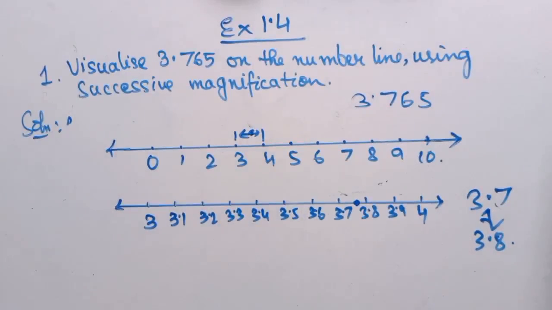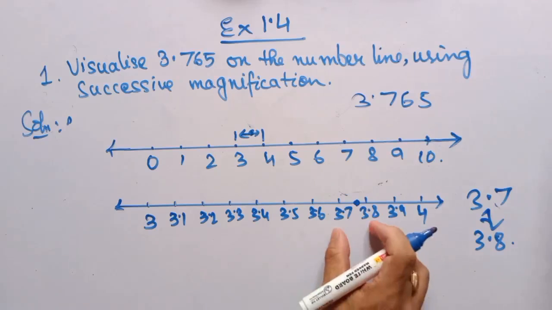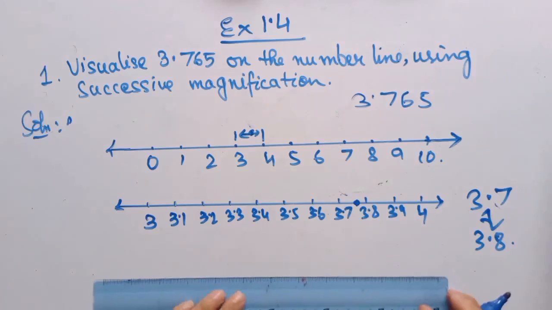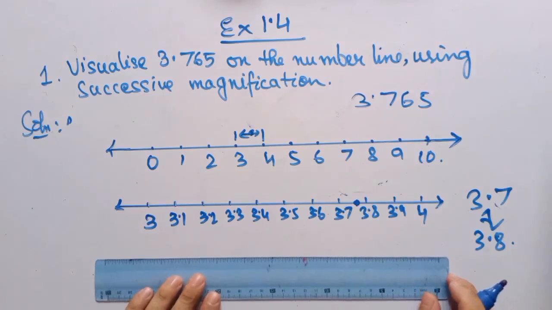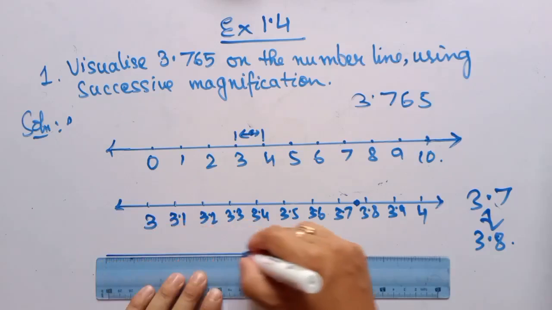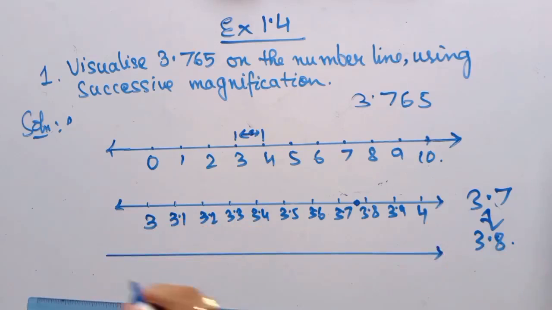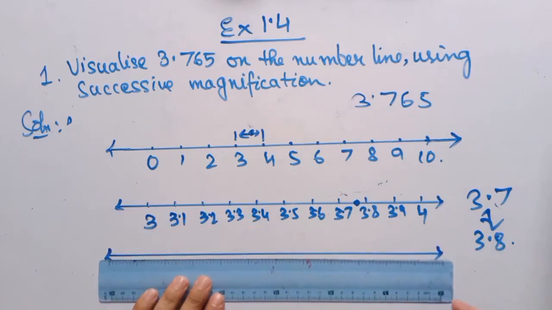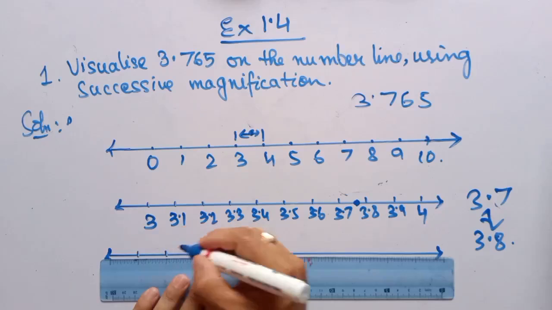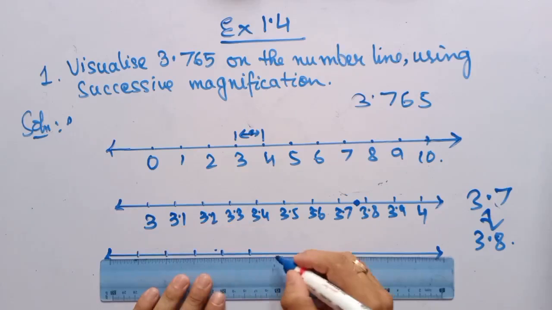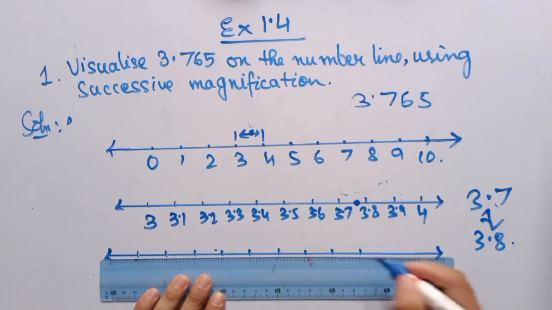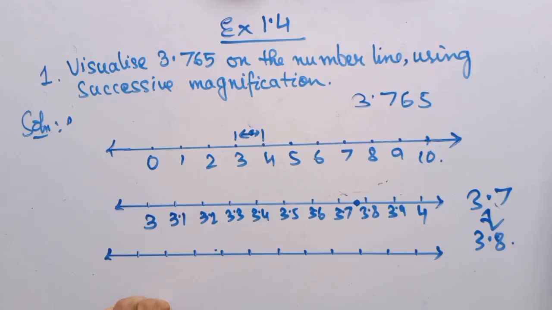Then after this, we are going to again magnify the interval between 3.7 and 3.8. So for that, let us again draw a number line and mark it as 1, 2, 3, 4, 5, 6, 7, 8, 9, 10. So we are considering the interval 3.7 and 3.8.